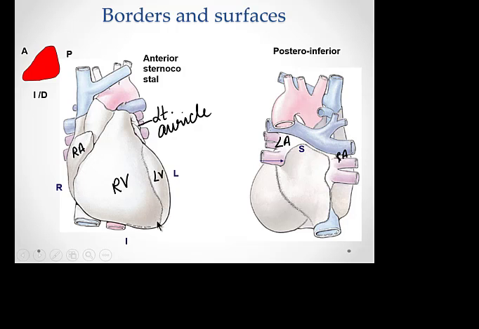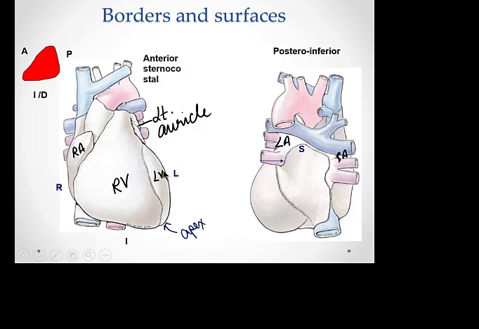Now if we look at the borders of the heart, notice the right border of the heart is formed by the right atrium, because this chamber above is the right atrium. The inferior border of the heart, the I stands for inferior, is formed by the right ventricle as well as the left ventricle. Can you see that? This part here is called the apex of the heart. So which chamber forms the apex of the heart? Left ventricle. You can see that, just the left ventricle.